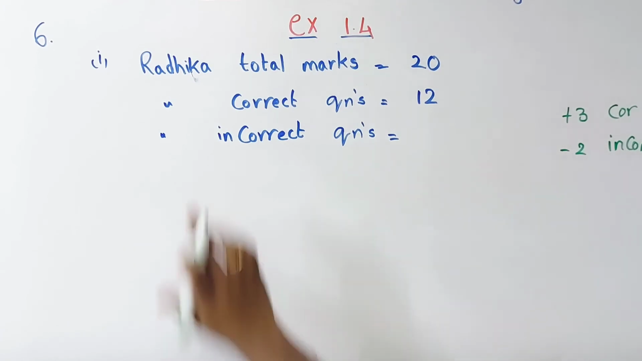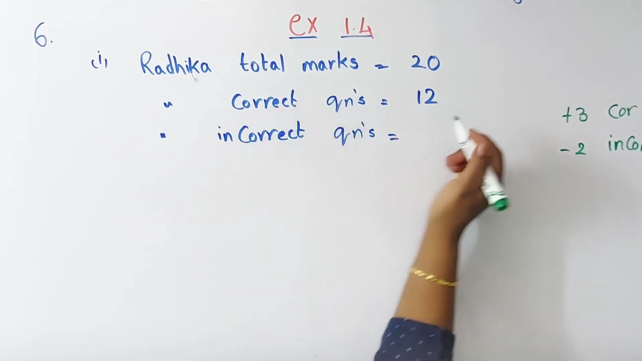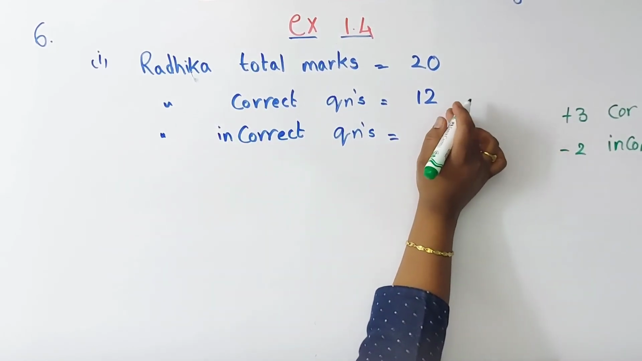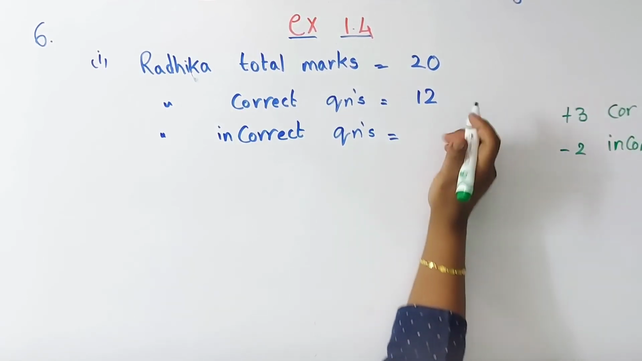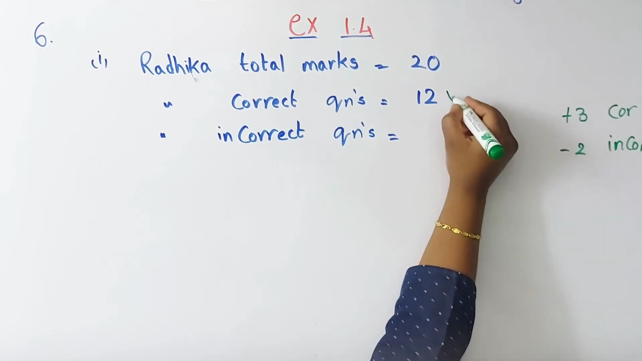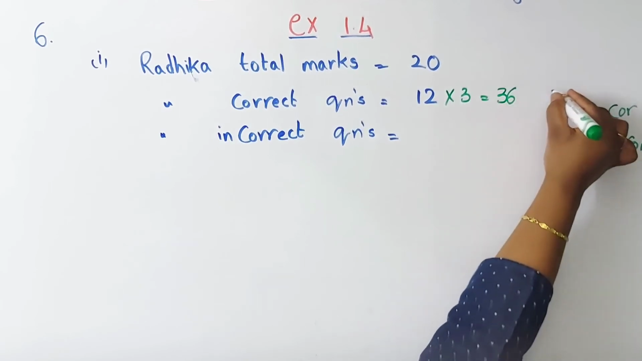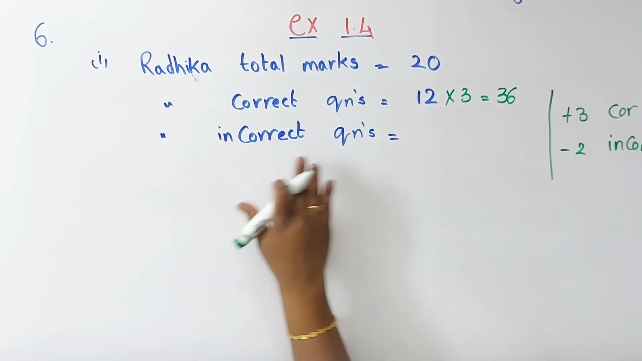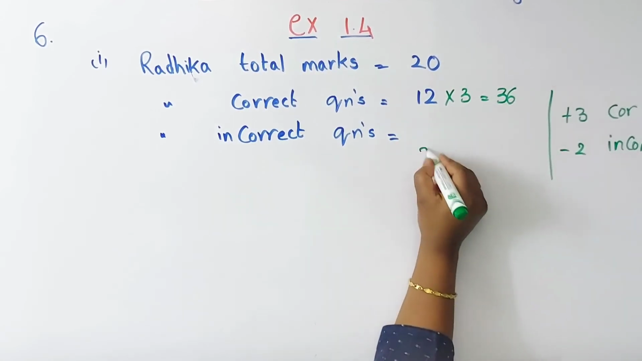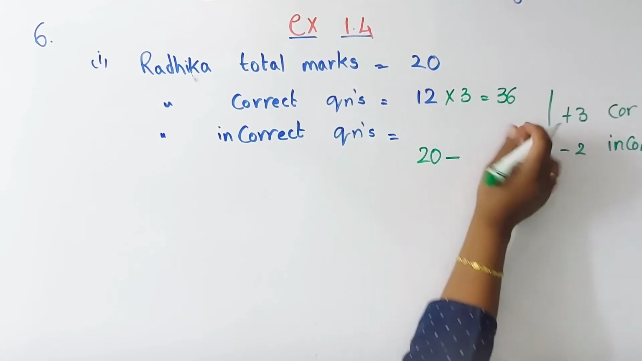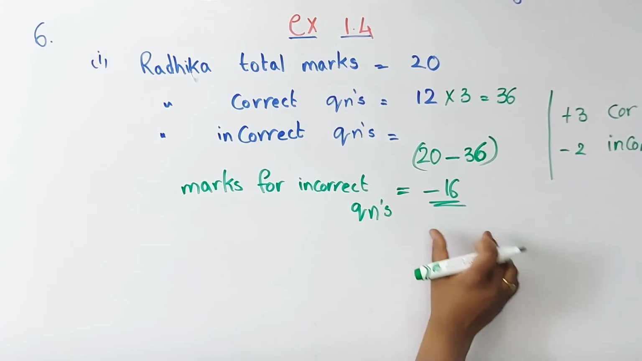So first question, children, Radhika's total marks given is 20. Number of correct questions is 12. How many marks for a correct question? One correct question equals +3 marks. So here 12 correct questions, 12 into +3. So her marks for correct questions will be 36, children. Here we don't know how many incorrect questions. We know only total marks. So total marks minus correct question marks, so here -16 marks for incorrect questions.